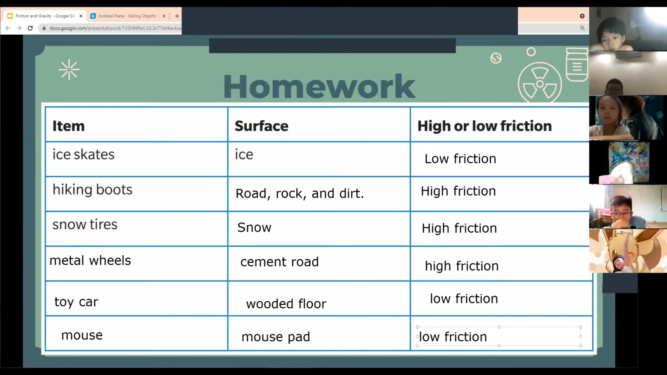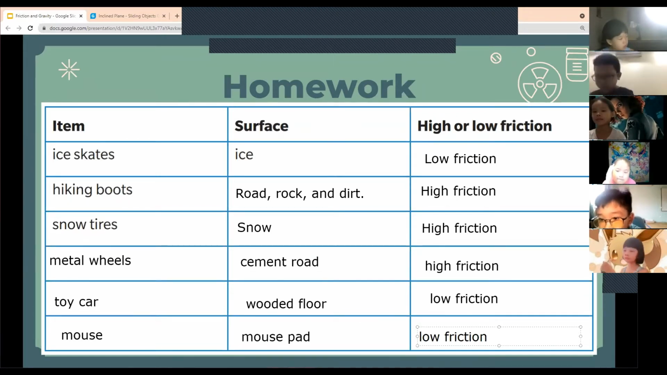Does anyone else have an example they would like to share? Taylor, what did you write? The items I choose are my iPad, and the surface is the slide, and I think it is low friction. Oh yeah, iPad on a slide. That's very low friction. You want to give me one more? Yes. Then I choose a towel on lots of rocks. I think the towel is not smooth and the rocks are bumpy, so it is high friction. Very good. A towel and rocks. These are combinations I've never thought of. Good job, Taylor.